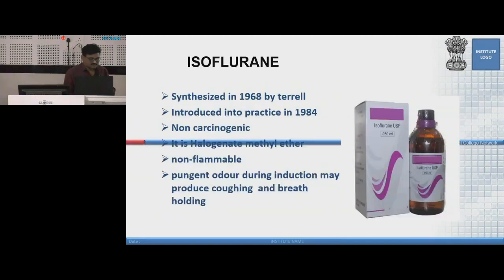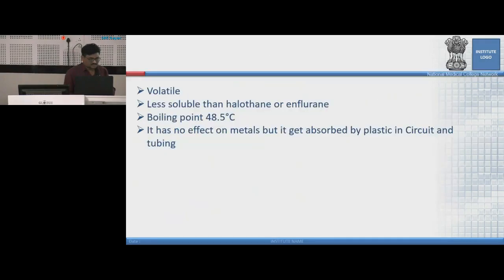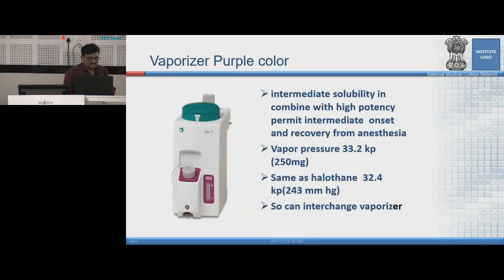Then isoflurane, it was synthesized in 1968 by Terrell, introduced in practice in 1984. It is non-carcinogenic, it is halogenated methyl ether, non-flammable and has a pungent odor during induction. May produce coughing and breath holding. It is less soluble than halothane and enflurane, boiling point 48.5. It has no effect on metals. Its vaporizer has purple color and vapor pressure is near about 32.2.